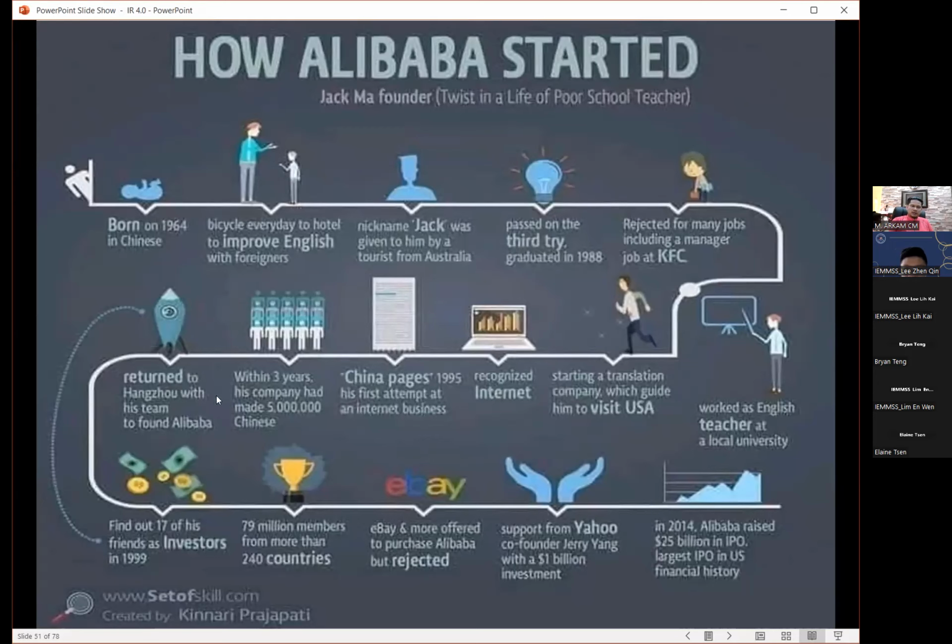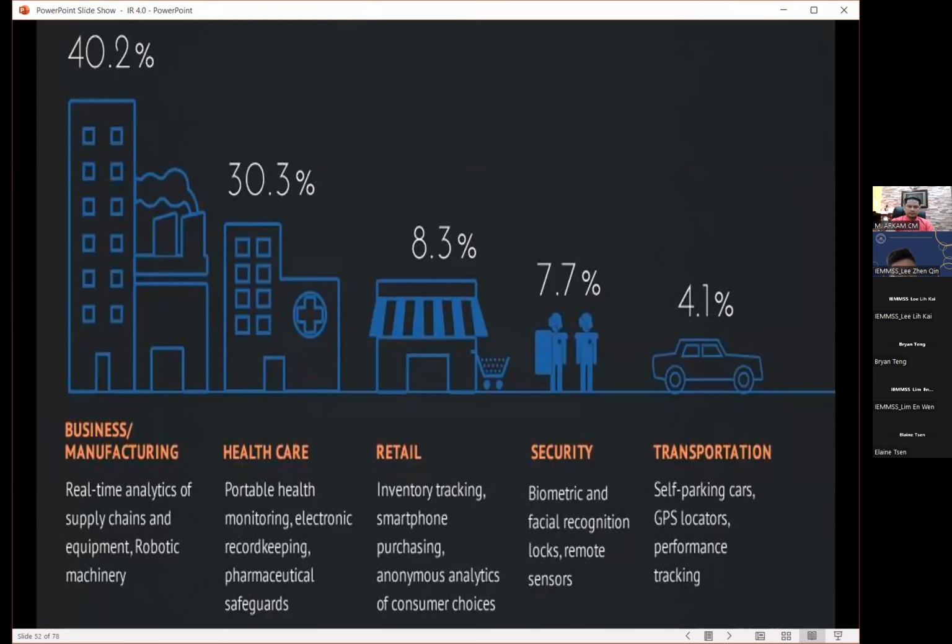And then China Pages was his first attempt at an internet business, in 1995. In 3 years it made 5 million Chinese yuan, and he also returned to Hangzhou. The team founded Alibaba in 1999, with 17 investors. Alibaba now has 79 million members from 244 countries. eBay tried to purchase Alibaba but was rejected, and Yahoo co-founded with a $1 billion investment. So this is how Alibaba started from Jack Ma.